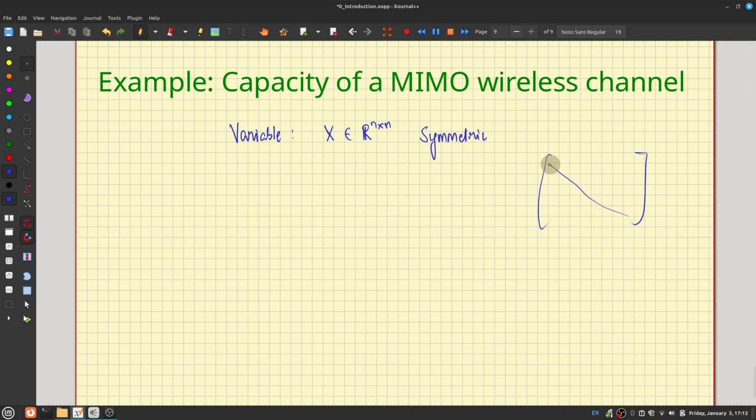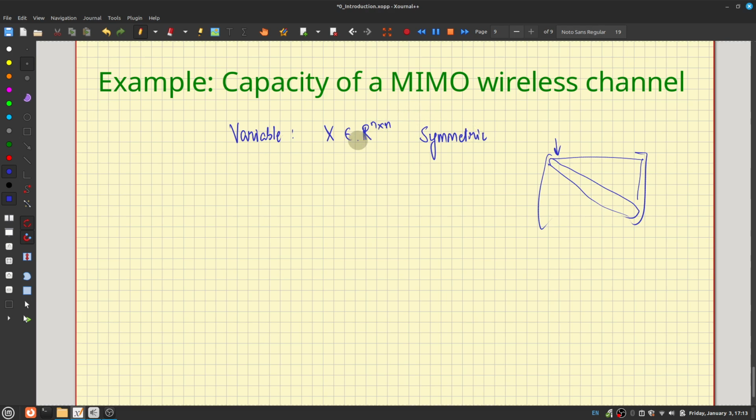So the independent variables are all of the variables along the diagonal and maybe above the diagonal, right? Because below the diagonal, everything is just a reflection of what's there above the diagonal. So how many independent variables in the first column? 1. Second column, 2. Third column, 3. So the total number of independent variables is 1 plus 2 plus 3 plus 4 up to n, which is n into n plus 1 by 2.